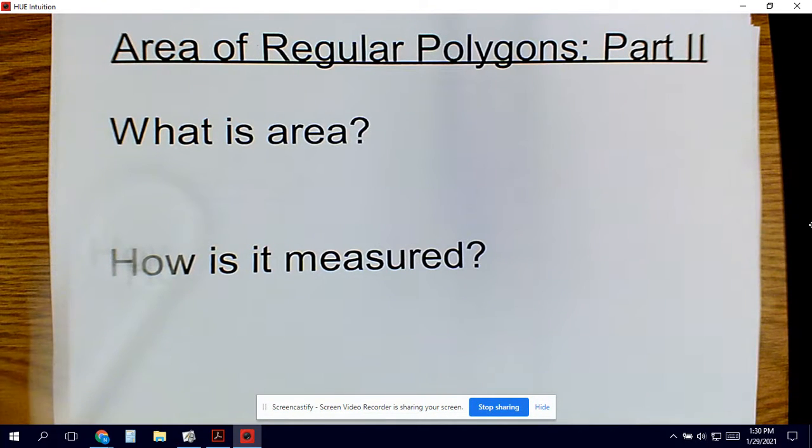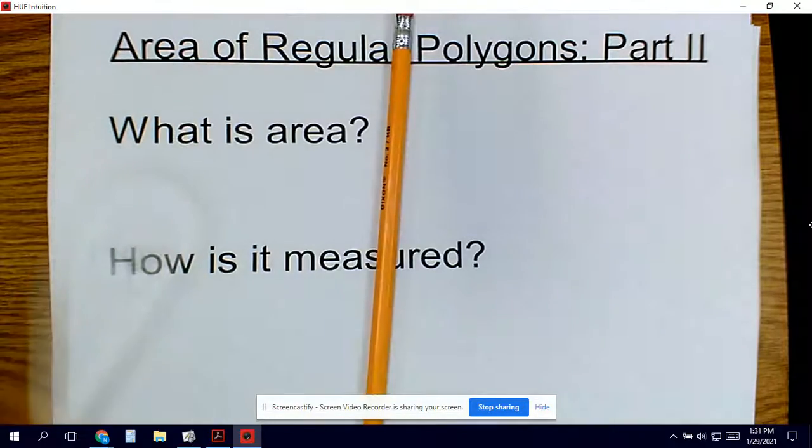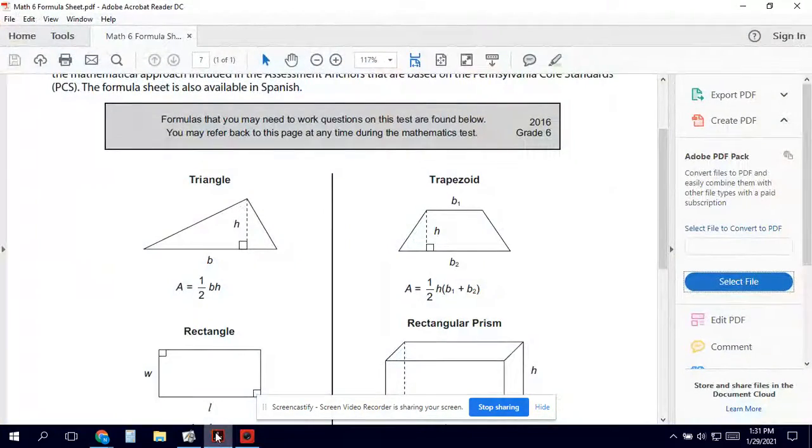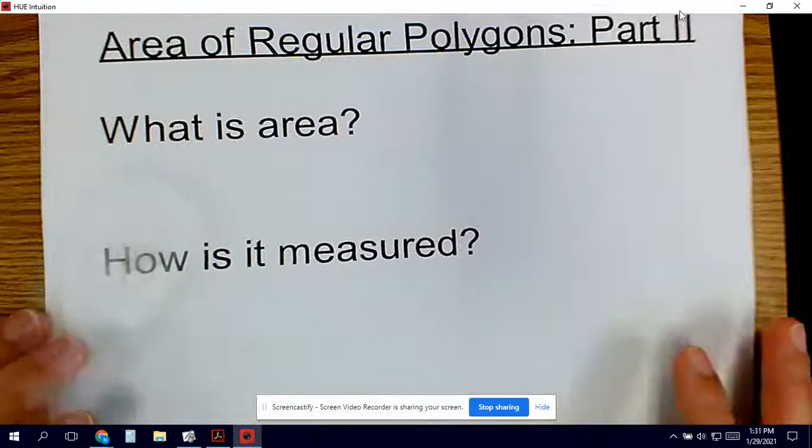We are going to continue our study of the area of regular polygons. Today we have two more regular polygons that we need to talk about. So go ahead, grab yourself a pencil, grab a calculator, get out your formula sheet, and let's get right to it. So a quick review from yesterday.